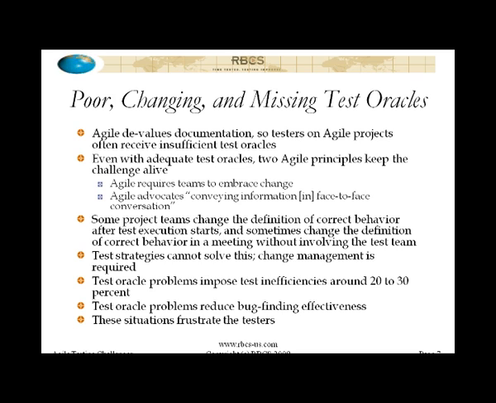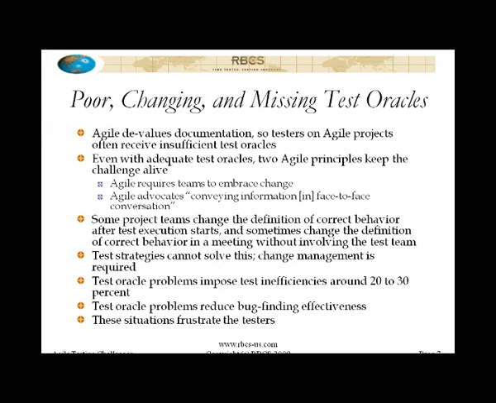Okay, that's fine, but we need to make sure that if the definition of correct behavior changes before or especially after the test execution has started, then the test team needs to remain engaged with that discussion, needs to be involved in that discussion. Otherwise, the tests will, of course, reflect outdated information about what the system is to do. Now, there's no test strategy to solve the problem. This is a change management challenge, and you need to have adequate change management in the process.